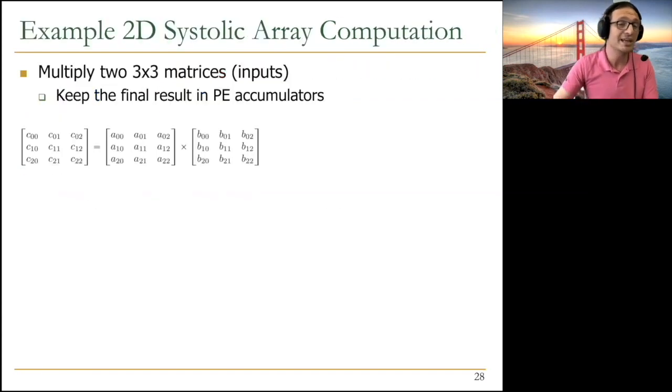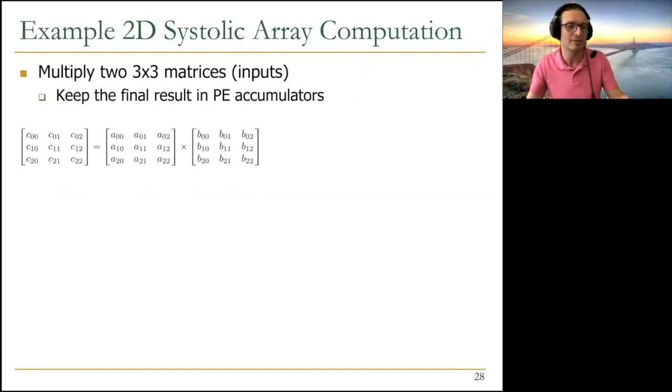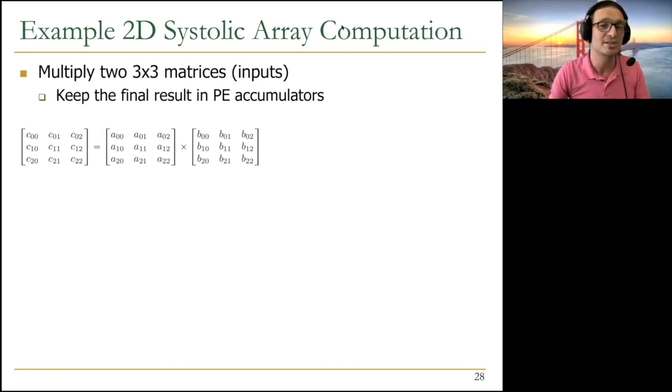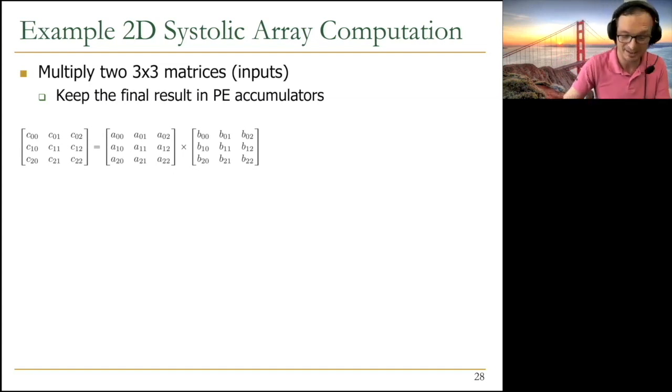But let me give you an example very quickly. This is actually going to be part of your homework, so I'm not going to solve the entire thing. But this is an example 2D systolic array computation. We're going to multiply two 3x3 matrices, as you can see, and keep the final result in processing element accumulators. So in this case, processing elements will host the result. We're going to accumulate the data inside the processing elements.